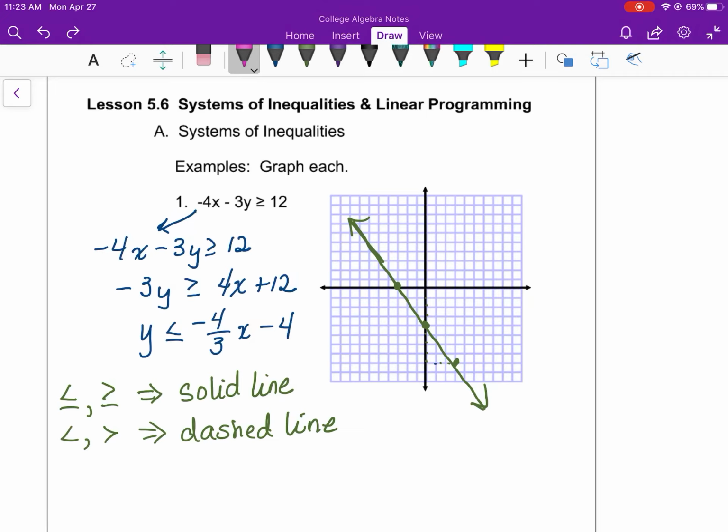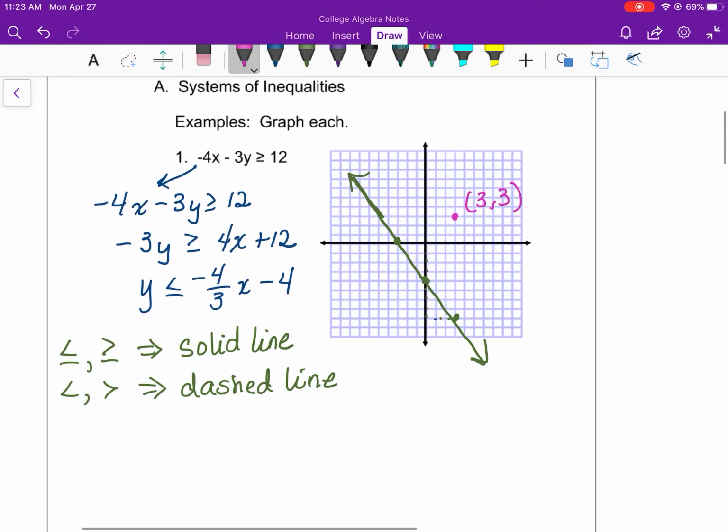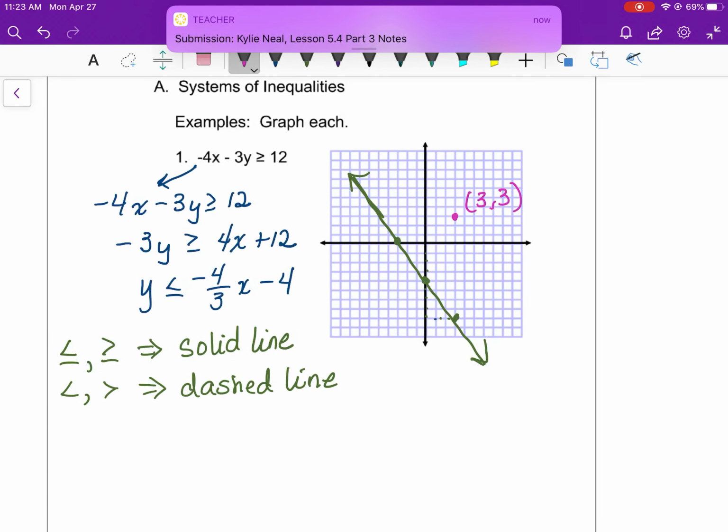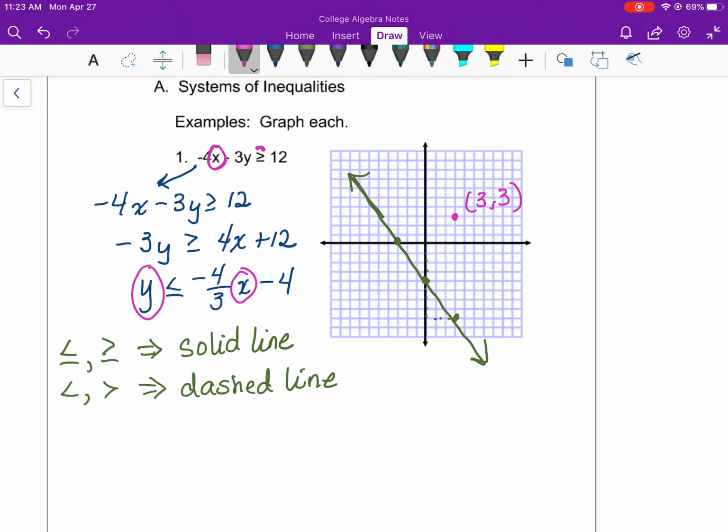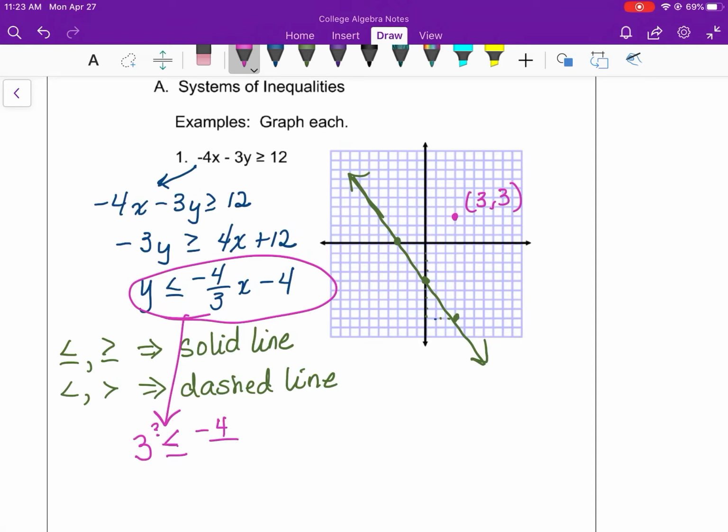I'm going to just pick this point here. It's not on the line. So 3, 3 is my test point. Now I will plug in 3, 3 either in for x and y here, or I can plug them in up here in the original. It doesn't matter. So if I plug them in here, I'll have my y is 3. Is that less than or equal to -4/3 times 3 minus 4? So I'm going to work that out.